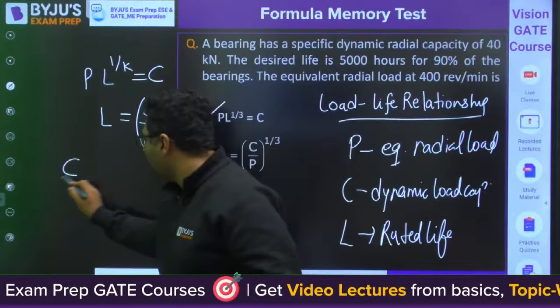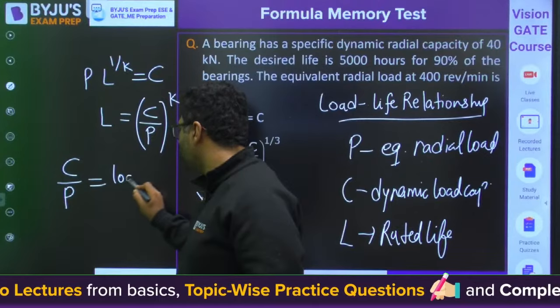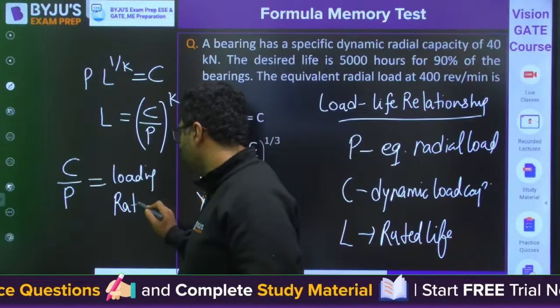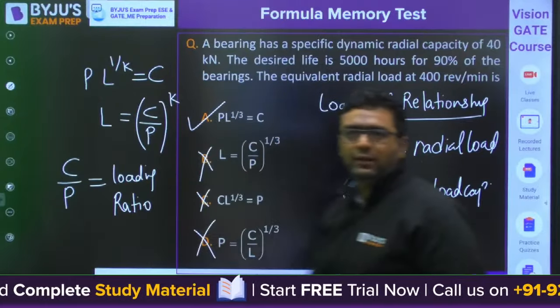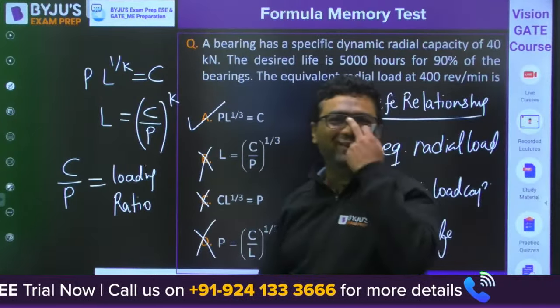And my dear, the ratio C by P is said to be the loading ratio. This ratio is said to be the loading ratio. Okay, so I feel you guys forgot the formula.